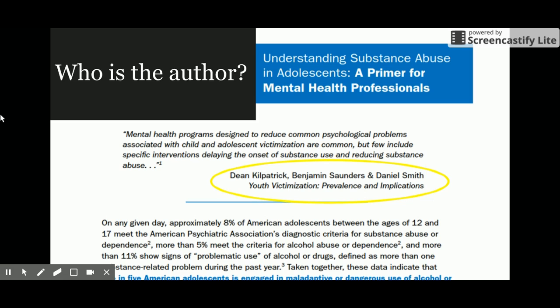Now I did the research for you, and I decided that Dean Kilpatrick, he's a doctor. Benjamin Saunders is also a doctor. Now Daniel Smith was a little bit harder to research because of his generic name. But we're going to assume that because the other two authors are credible, that this source is credible.